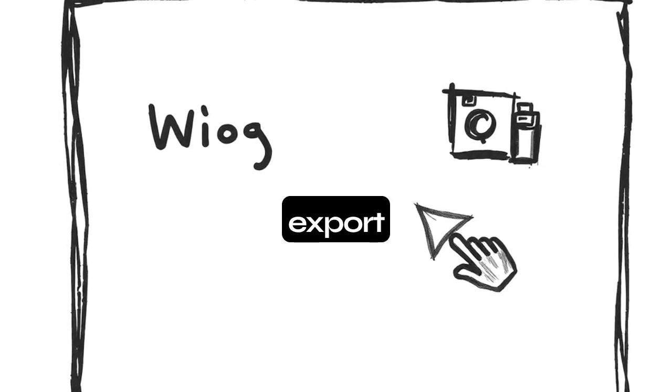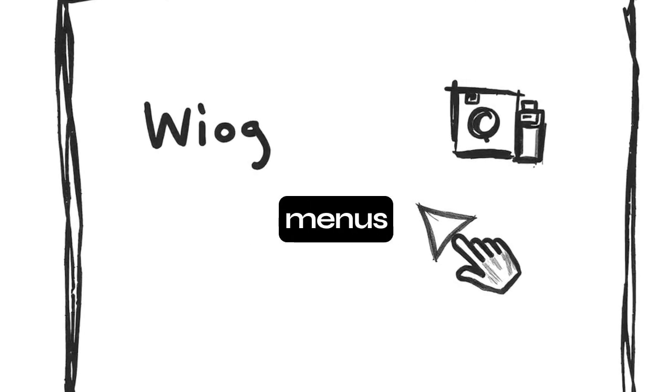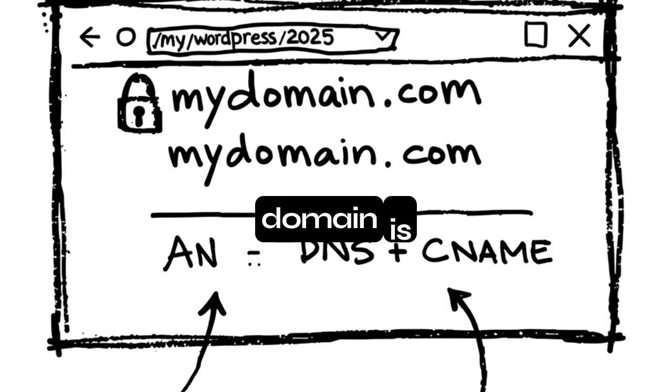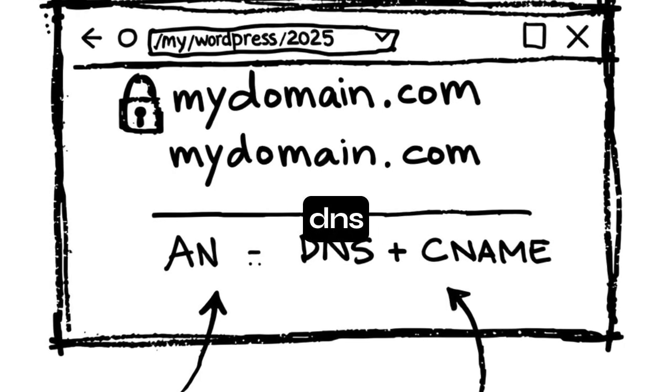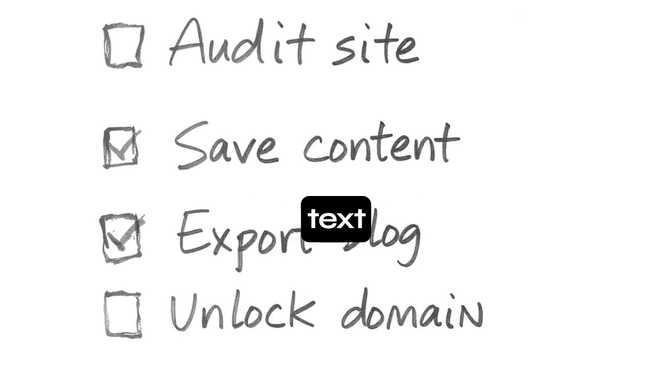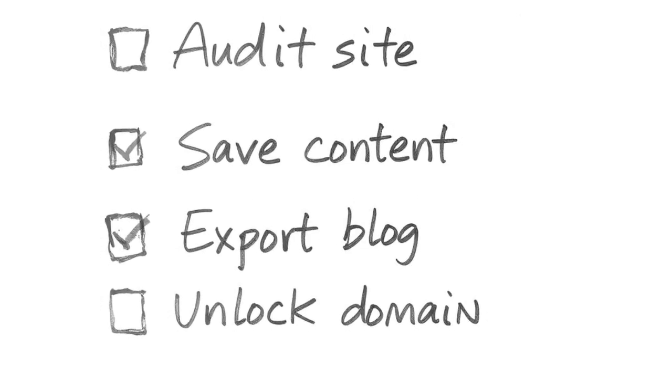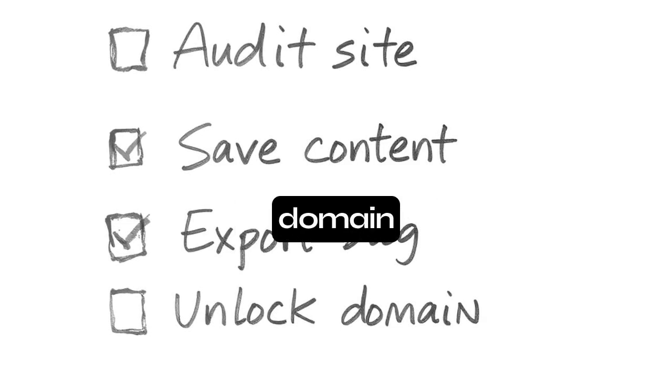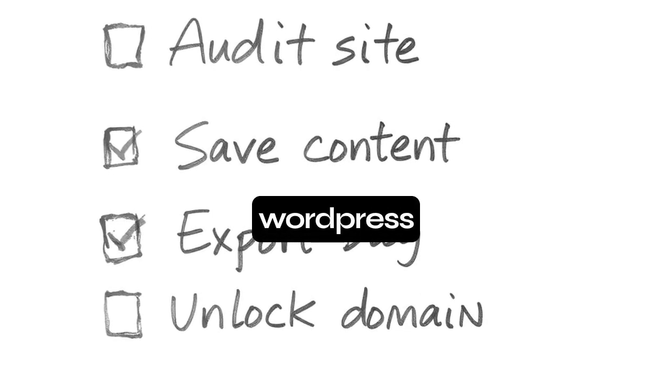Step 2, Export. In Wix, export what you can, blog posts via RSS, and copy any menus or layouts as reference screenshots. If your domain is on Wix, unlock it and note your DNS settings so you can point it to your new host later. Quick recap: audit, save content, export, unlock domain. Once your content and domain are prepped, you're ready to build on WordPress.